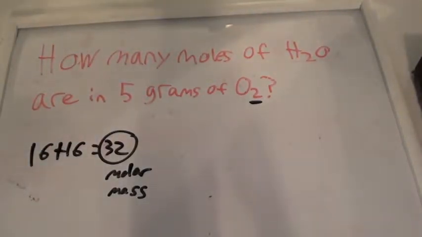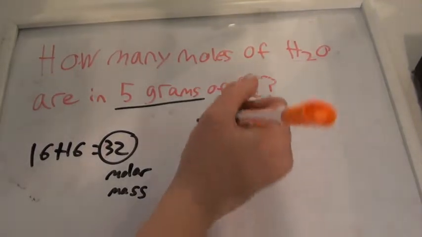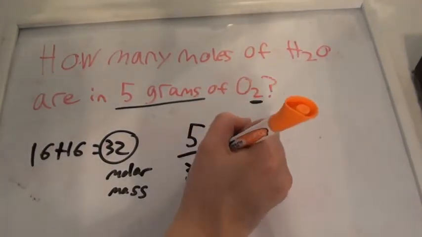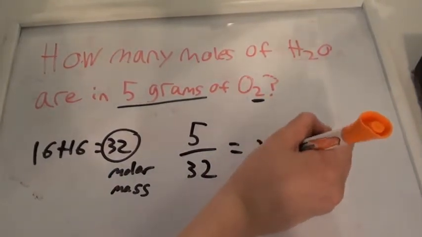So after we get our mole maps out, the first thing we need is to take the mass of O2 and divide it by the molar mass of O2. So this is the mass, 5 grams. So we're going to take 5 grams divided by the molar mass of O2, which is 32, and our answer should be 0.156.